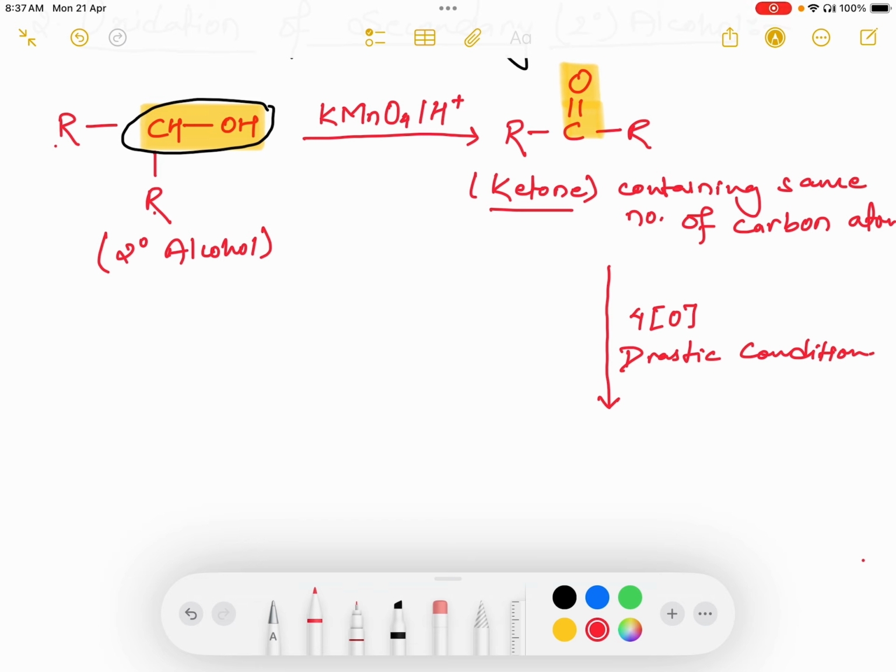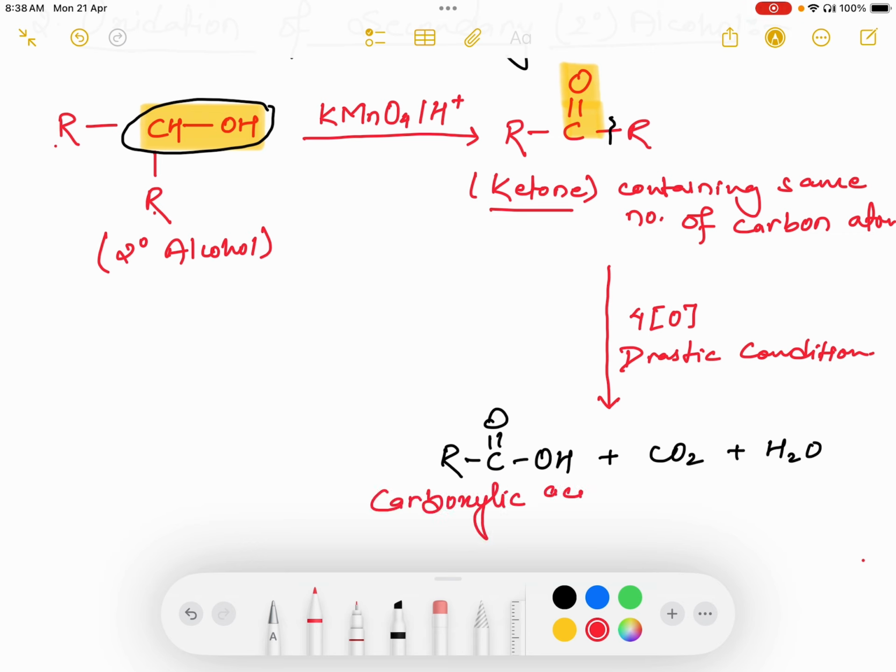But what you need to remember is that this time the carbon number will decrease. Then what will happen? This bond is going to break right here and it will be something like R C double bond O OH, along with the liberation of CO2 and H2O. So here is the formation of carboxylic acid, but the number of carbons will decrease.